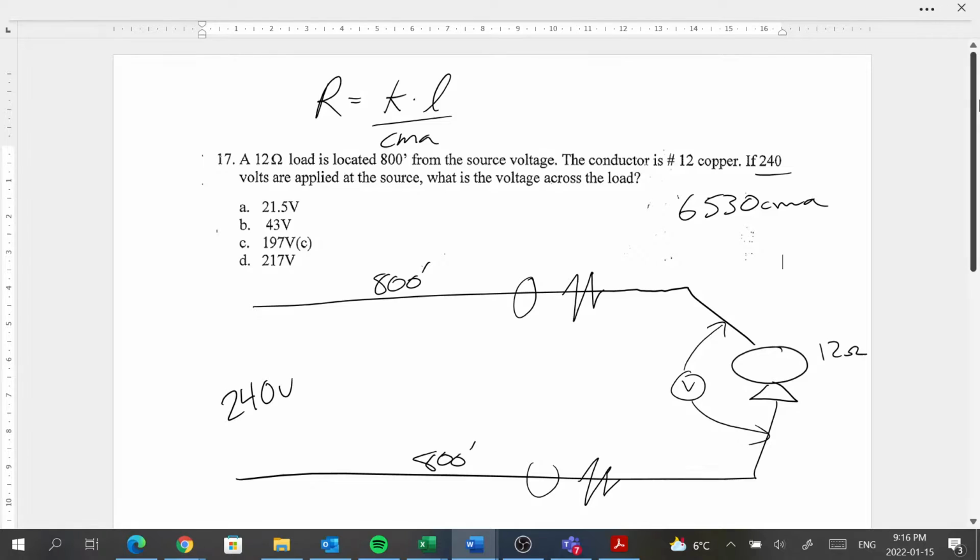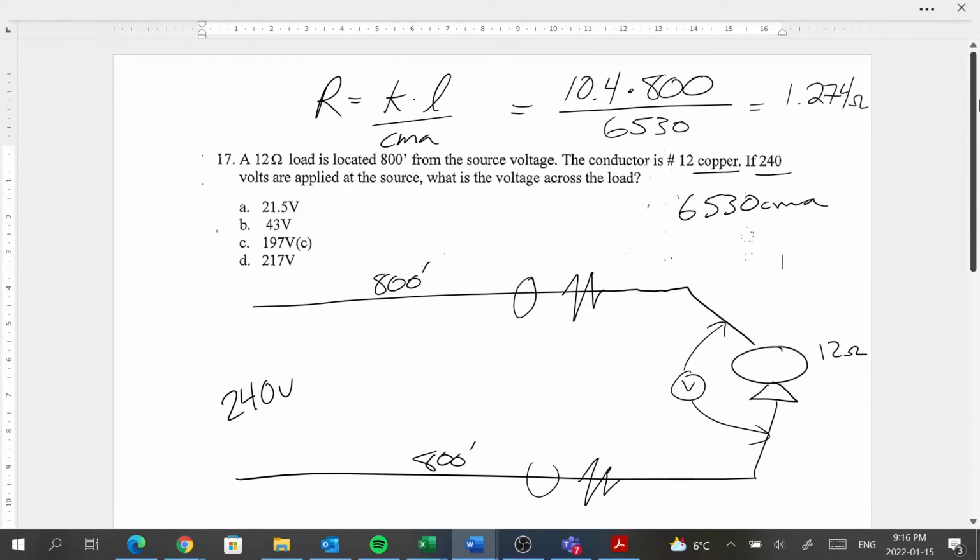We can find that resistance out by using the formula R equals K times L over CMA. Now K is going to be our resistivity of the particular material. So we're using copper, and if you remember, and you're going to need to know this for the test, the resistivity of copper is 10.4. Our length is going to be 800 feet. And the CMA, as we found out in the back of the practice final, is 6,530. That's going to give us a resistance of, if we put that into our calculators, 1.274 ohms.